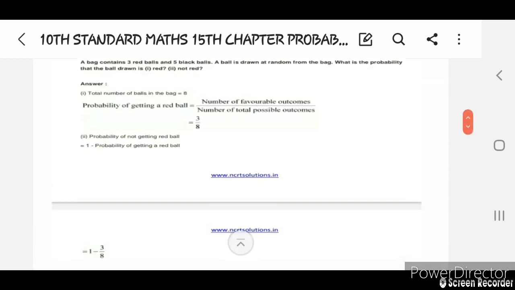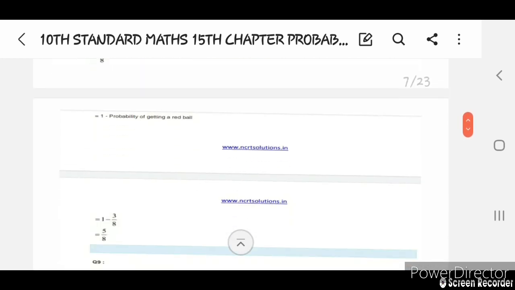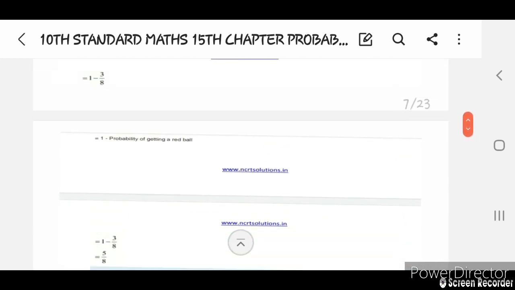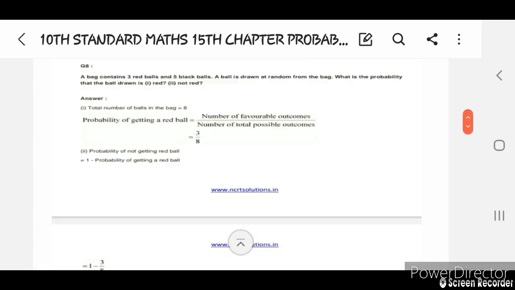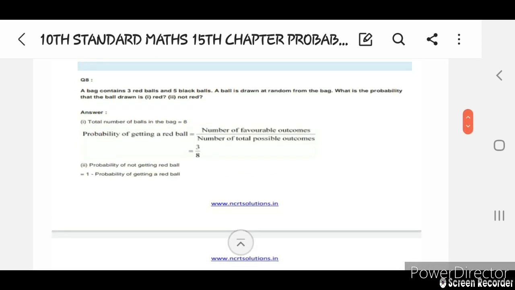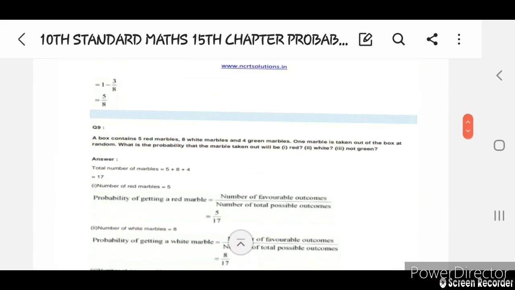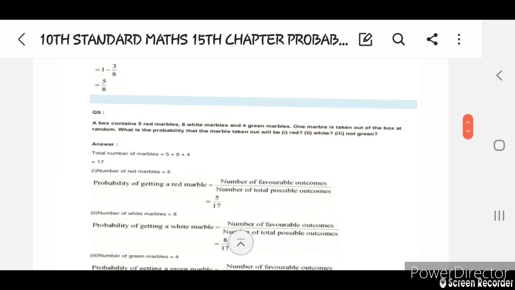1 minus the probability of not getting a red ball. 8 minus 3 gives 5. Simply, you can say there are 5 black balls. So you will get 5 black balls instead of red balls, because they are asking in that question how many you will get that are not red. So the number of not red balls you will get is 5 by 8.